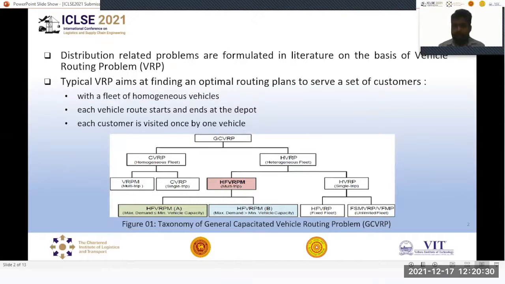Normally in literature, many studies consider a homogeneous fleet of vehicles. Each vehicle route starts and ends at the same depot. Each customer is visited only once by one vehicle. In this research, we use a heterogeneous fixed fleet, and also we consider workload balancing.